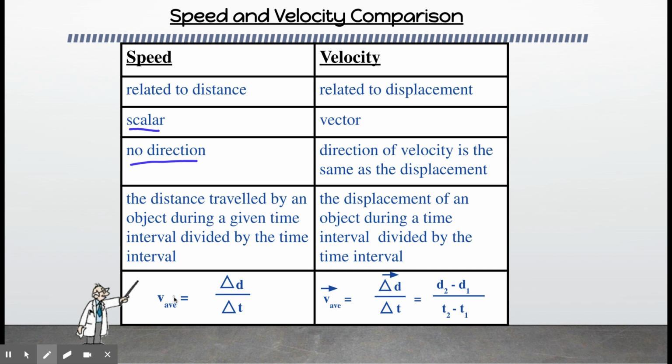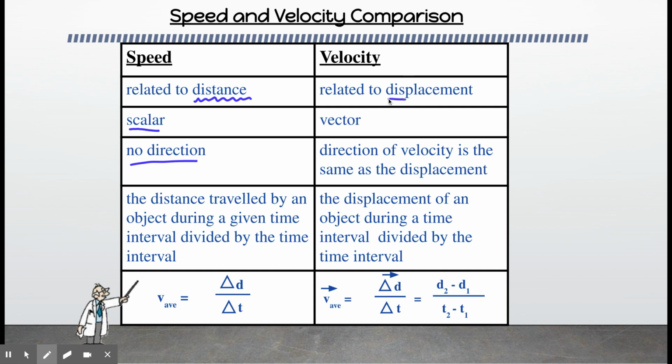So speed, V, the average speed is the change in distance. So that's why it's related to distance, divided by change in time.